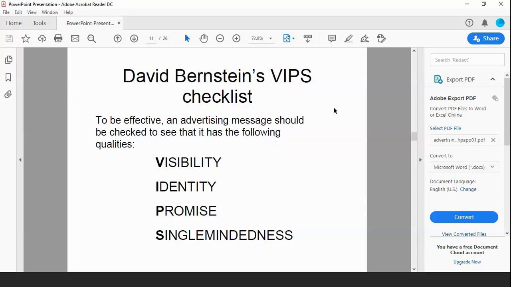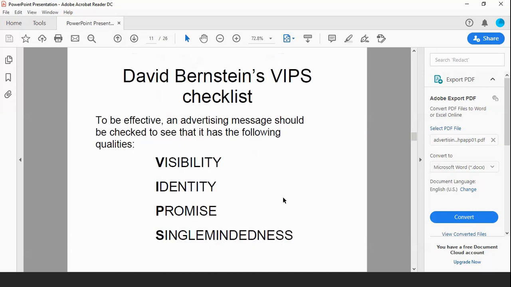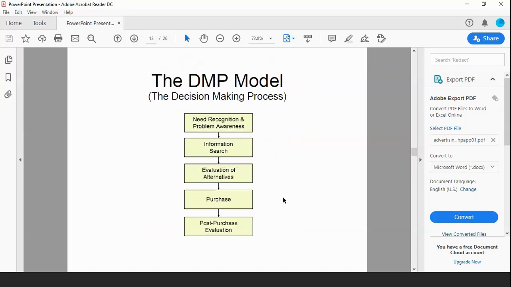Then we have the identity and the promise, which means that we should talk about what the product stands for, what it will deliver, how great that will be, and then keeping it to those few things and being single-minded about it, not trying to sell everything to the customer. So in this model, we see that. Apple is a good example of using the DRIP model, because it has more visibility about that product. It has strong identity, strong promise, and is single-minded.